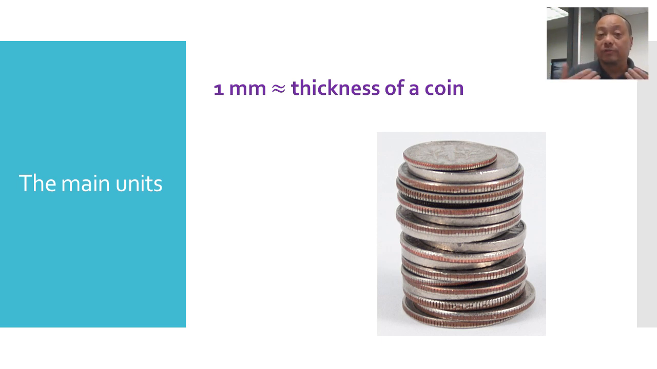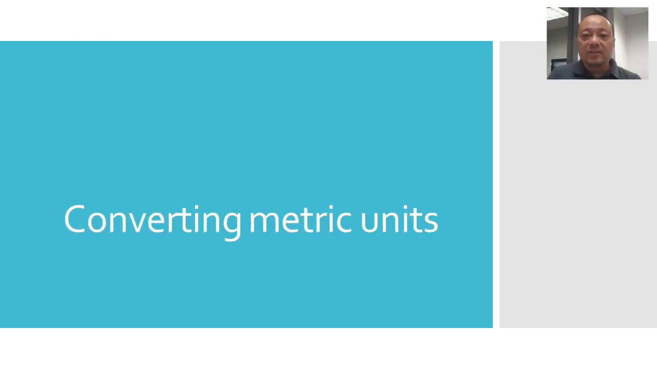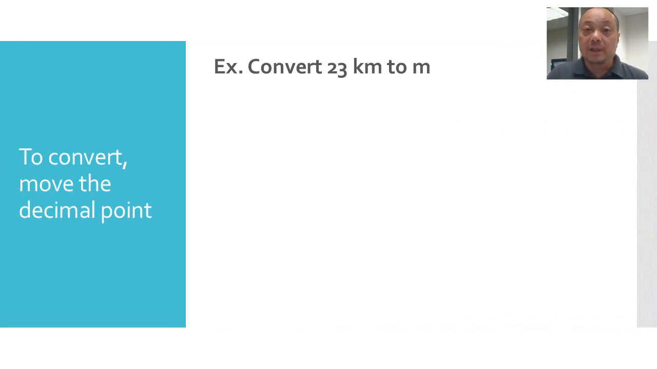Let's now talk about conversion. This is the real reason why people switched to metric units, which were invented only in the late 1700s. The United States of America is older than the metric units, but people still switched to metric because under this system, it's very easy to convert from one unit to another. All you do is move the decimal point.